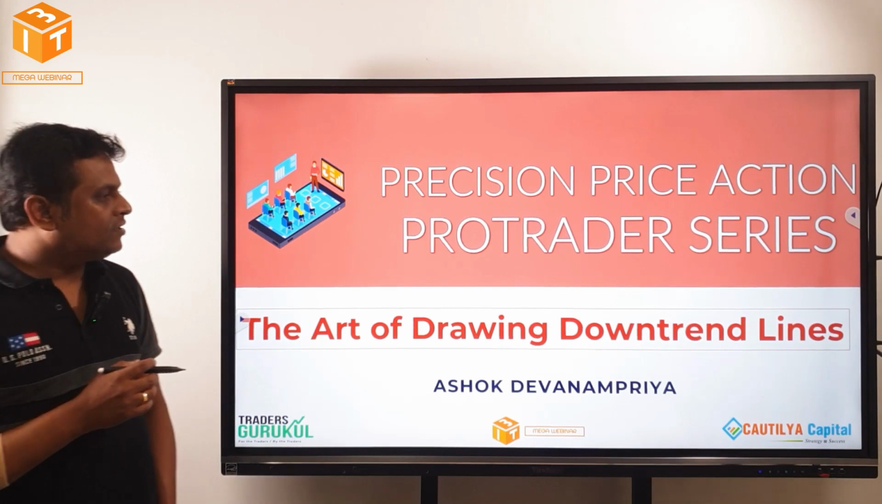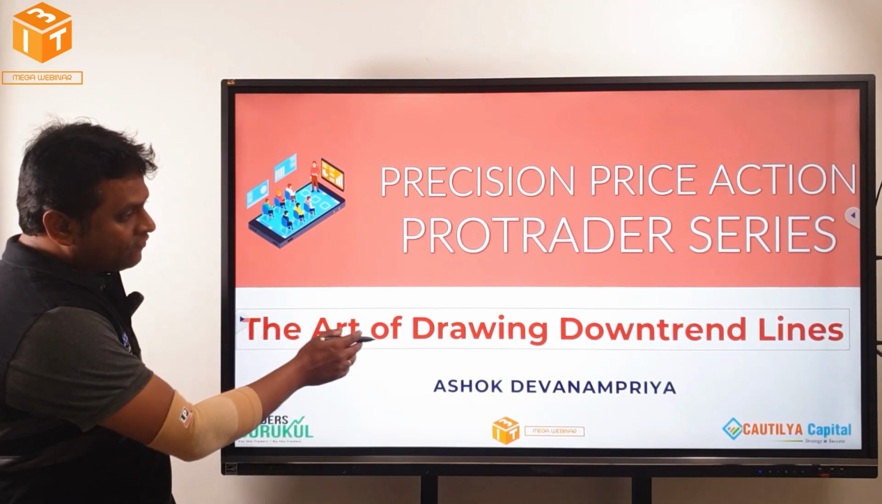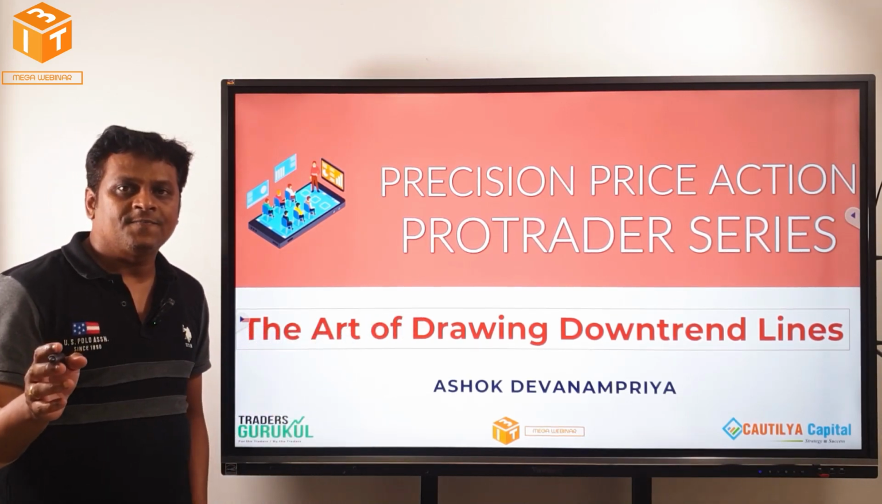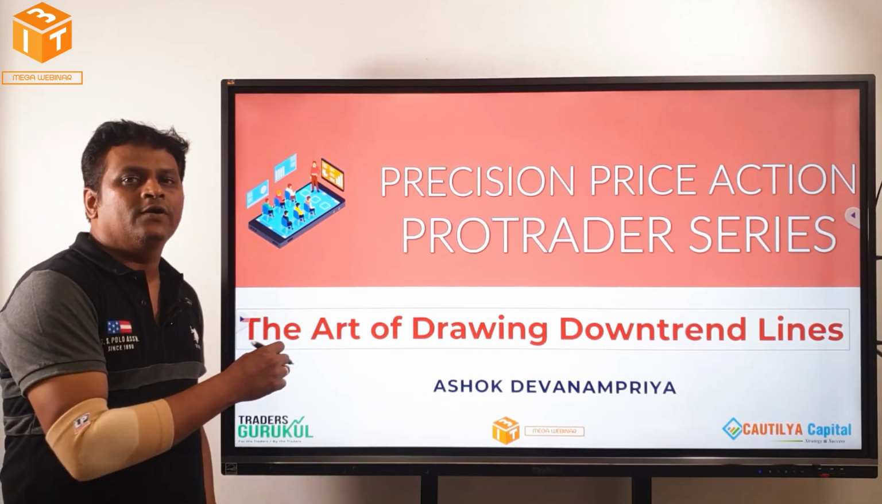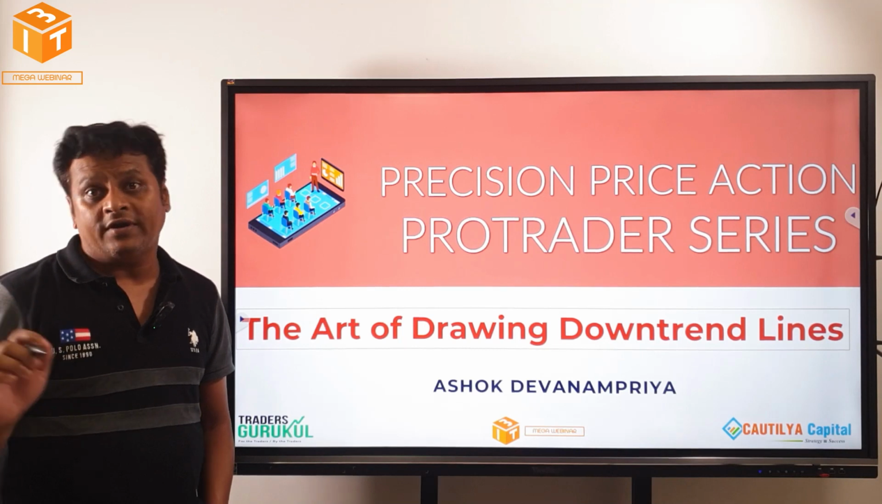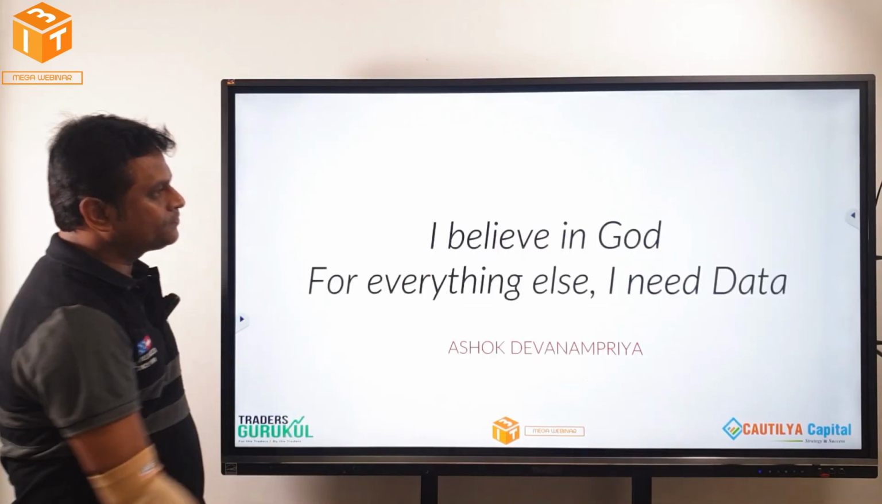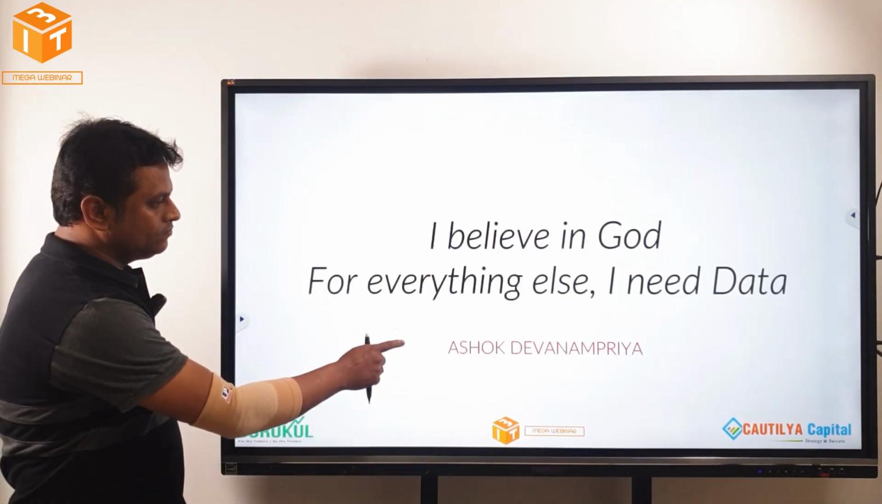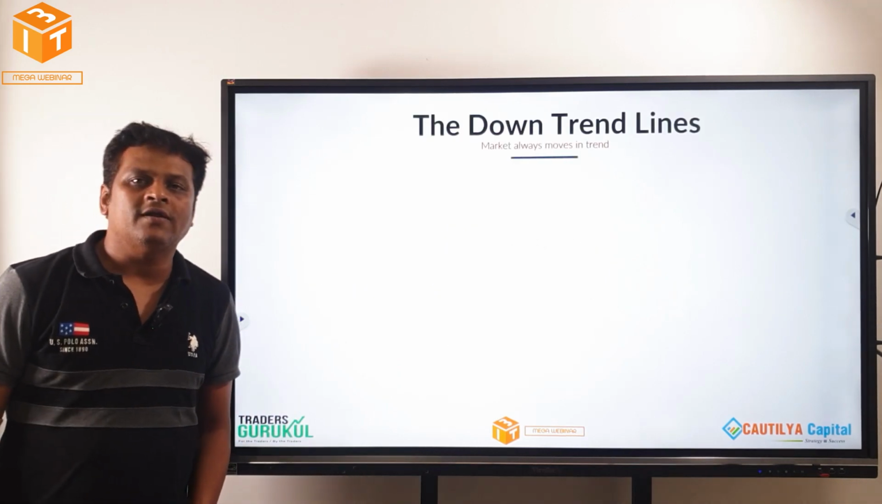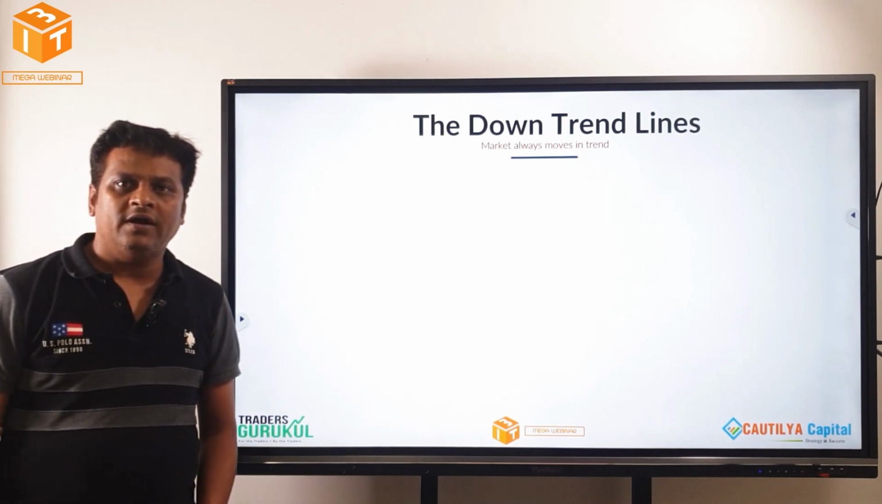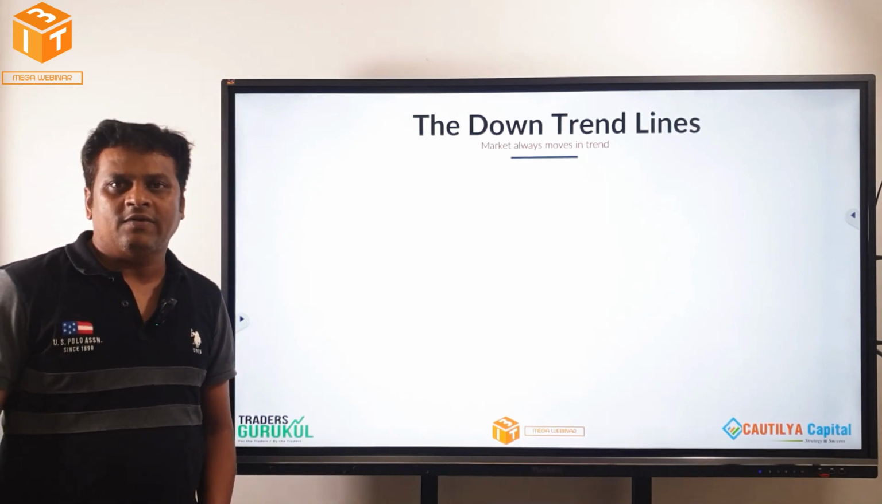Today we are going to learn a very interesting topic, the art of drawing downtrend lines. In the previous video we spoke about uptrend lines. In this video we are going to talk about how to draw downtrend lines. So when do you draw a downtrend line? Whenever the market is in a downtrend.